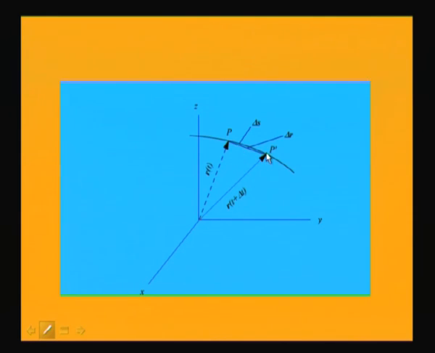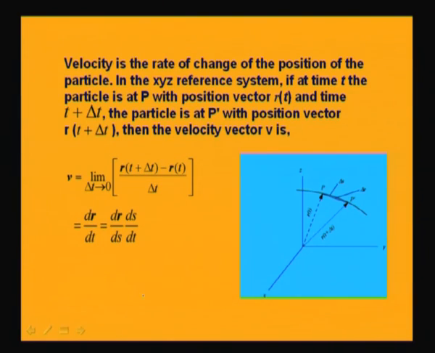Now, arc PP dash is the total distance travelled by the particle, and that is denoted by delta s. So one has to understand the difference between a vector and this distance delta s. Delta s is not a vector, whereas delta r is a vector. Now, velocity is the rate of change of the position of the particle. Calculus was invented in order to define velocity properly by Newton.